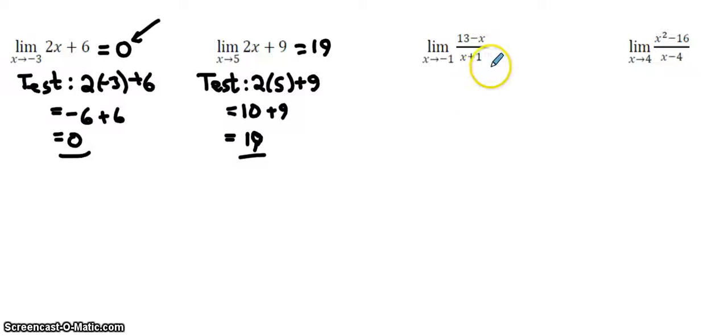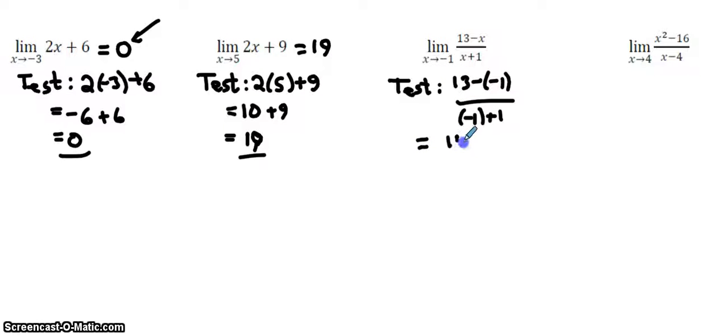Let's go ahead in this case here, and we'll do the test on this. Now, x is approaching -1, so we've got 13 minus -1 divided by -1 plus 1. And if we simplify this, 13 minus -1 is going to be 14 on the numerator. But on the denominator, notice that we have -1 plus 1, and that gives us 0. And this is going to be undefined.